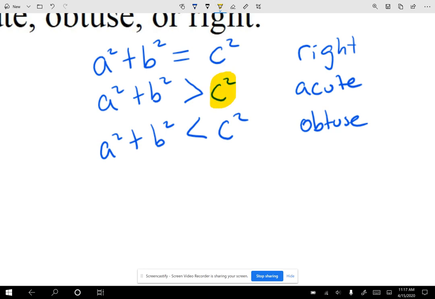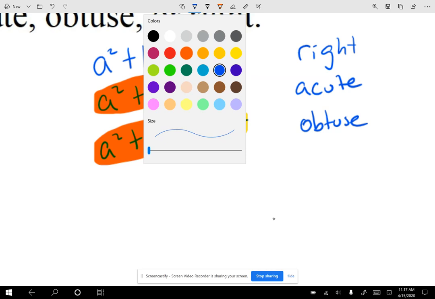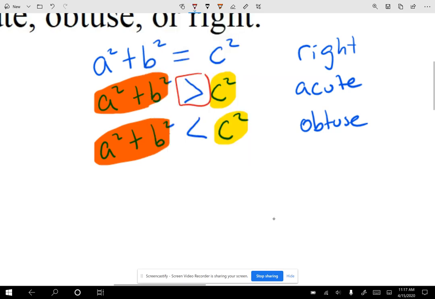Let's take a look at c squared. C squared happens to be smaller than these two combined. So this is acute. When it comes to obtuse, look at c squared. C squared happens to be bigger than these two combined. Notice how I'm just looking at the sign.